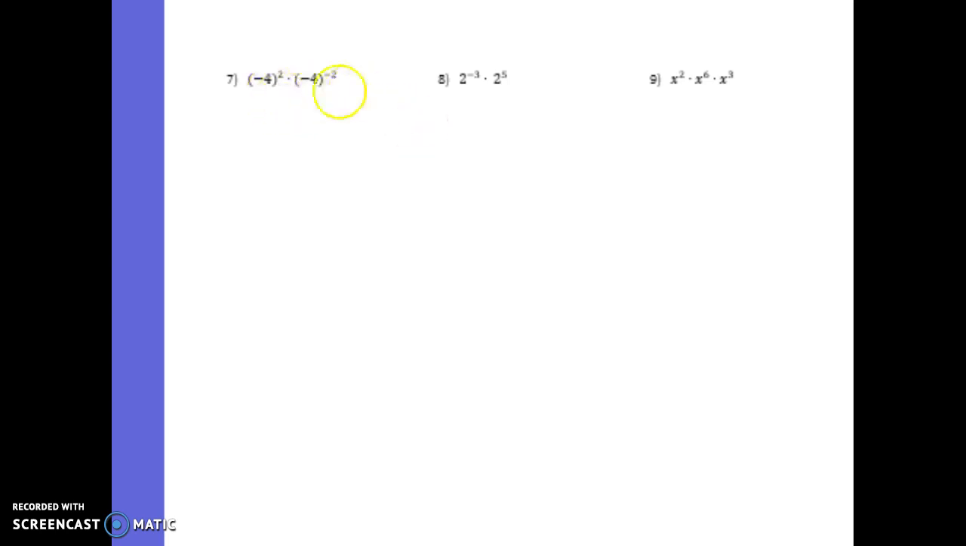Again, if you have positive and negative numbers as exponents, you just simply add them. So number 7, we'd have a negative 4 to the 2 plus a negative 2 gives us negative 4 to the 0. Well, anything to the 0 power is equal to 1. So our answer is 1. Negative 2 to the negative 3 times 2 to the 5th is 2 squared, which is equal to 4.